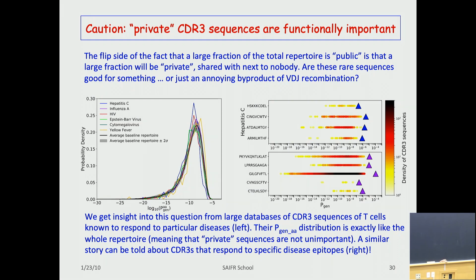The flip side of the fact that a large fraction of the total repertoire is public is that a large fraction will be private, that is to say, shared with next to nobody. And you might ask whether these sequences that are private, not shared with anybody, are good for anything, all right? Do we have them for a reason, or are they just, I mean, how shall I put it? Are they functionally useful, or is it the case that they're there because this kind of generative process simply inevitably creates them, and there's nothing you can do to stop that?